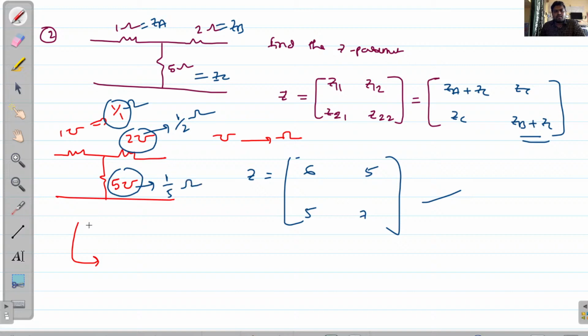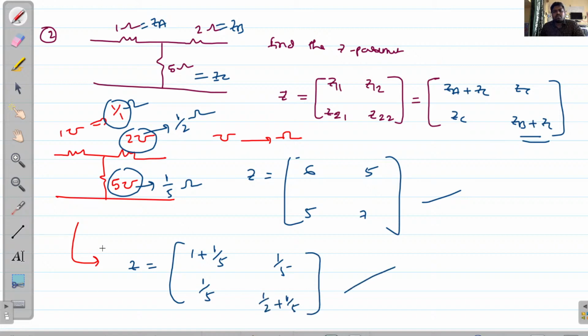Now you can add in the first parameter, this one plus this one, right? So that means 1 plus 1/5. 1/1 plus 1/5 is nothing but 1 plus 1/5 only. When coming to this particular thing, we will get 1/5. Here also we will get 1/5. Next 1/2 plus 1/5. If you simplify this, you will get the Z parameters.